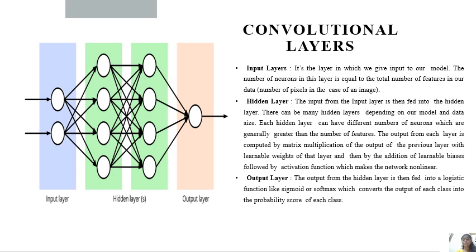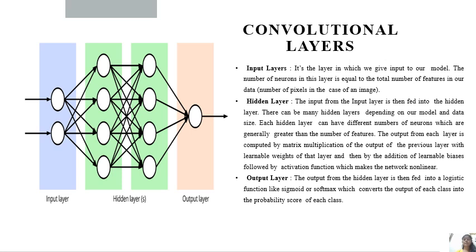The output of each layer is computed by matrix multiplication of the output of the previous layer with learnable weights of that layer, and then by the addition of learnable biases followed by an activation function which makes the network nonlinear. Then the output from the hidden layer is fed into a logistic function like a sigmoid or a softmax, which converts it and gets the probability score of each class.